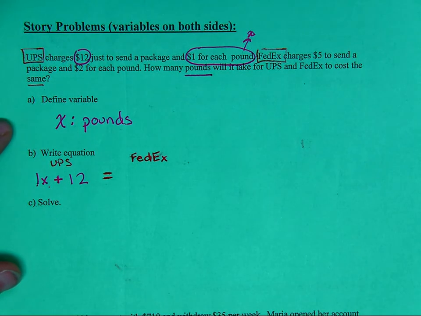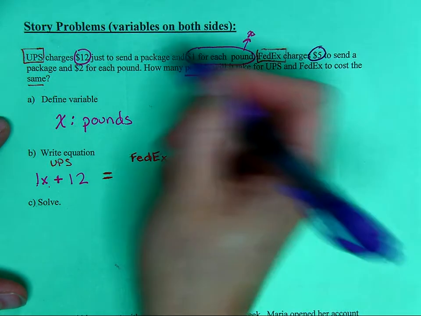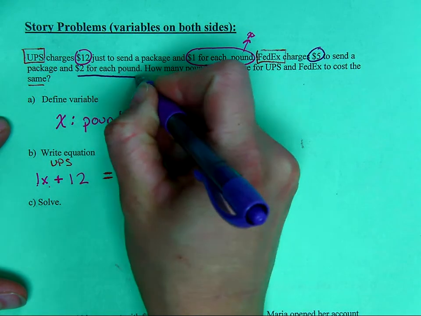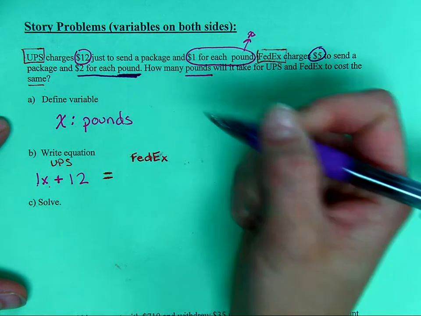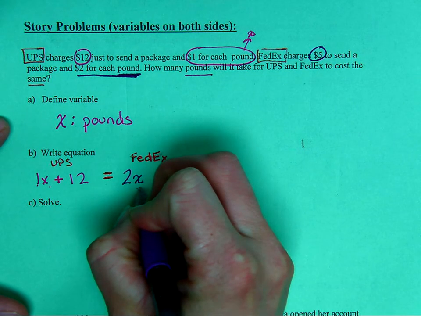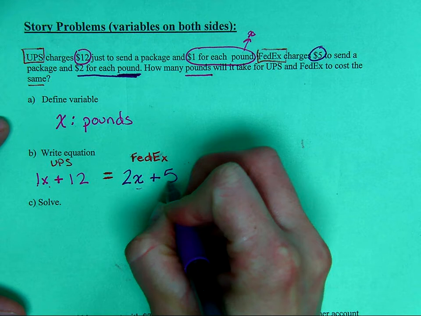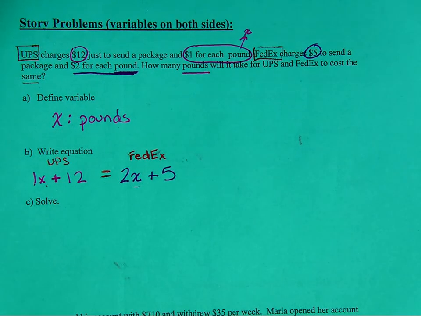For FedEx, they charge $5 to send a package and $2 for every pound. Again, there's my variable, pound. So for every pound, I'm being charged $2, so 2 times X, plus the $5 to send a package in.